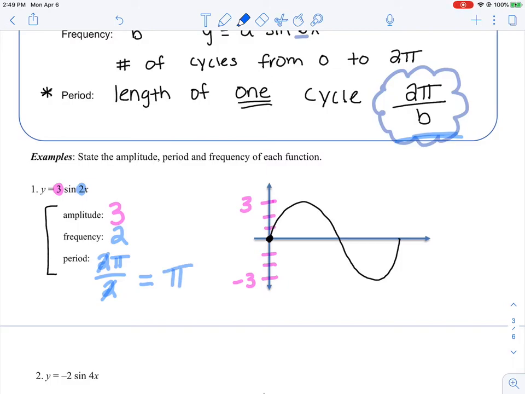We do want to leave these in terms of pi, so don't put 2 pi divided by 2 into your calculator. If you do this in your calculator, just do 2 divided by 2. Never put the pi in your calculator. So what this period tells me, if we look back at our definition, is the length of 1 cycle. So this I'm going to use to label my x-axis. This was my 1 cycle, and I'm going to label it here at the end of that cycle, pi. And that is all that we need to do for today.